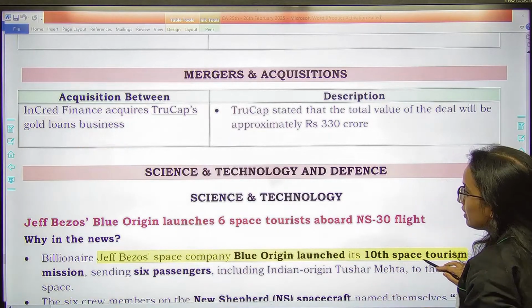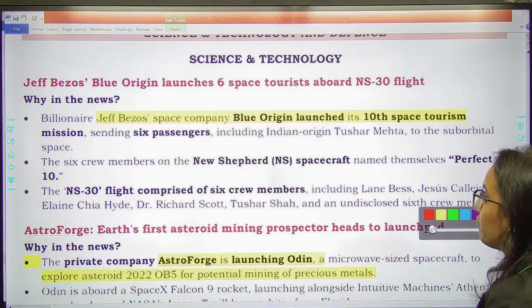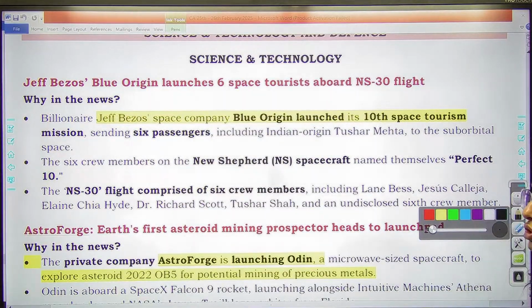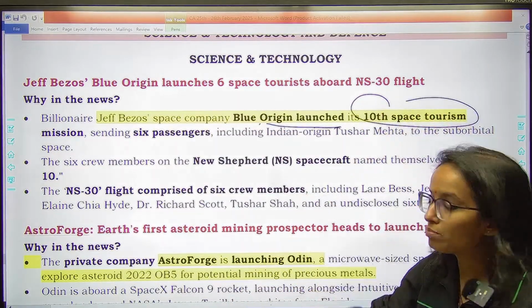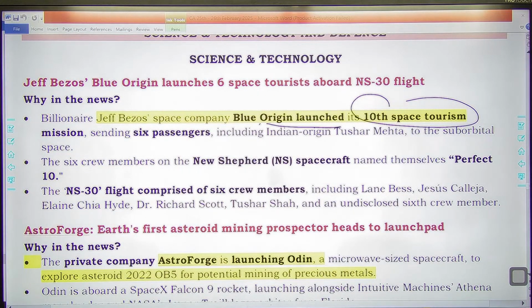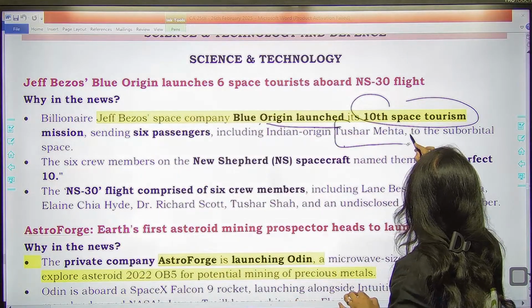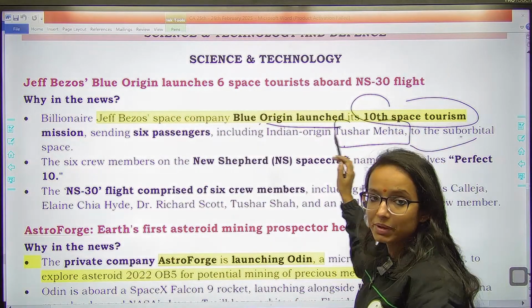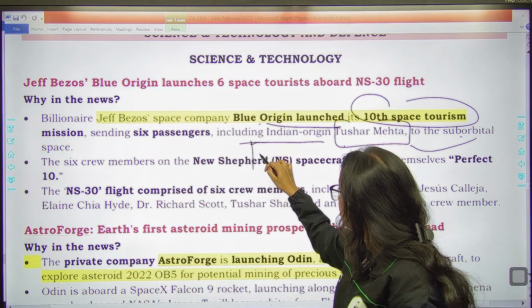The next news we have is Science, Tech and Defense. Jeff Bezos' space company Blue Origin has launched its 10th space tourism mission, where they are sending 6 passengers including Indian origin Tushar Mehta to the suborbital space. Now I am telling you, write this name separately, Tushar Mehta.